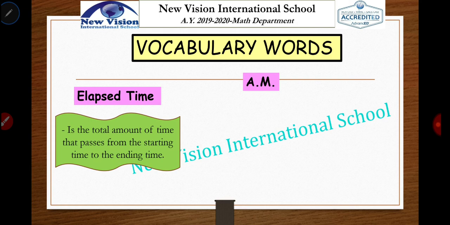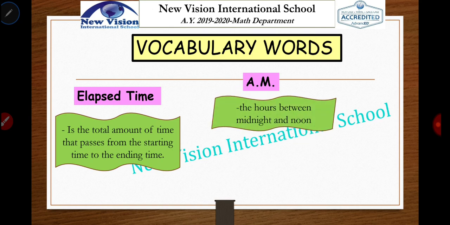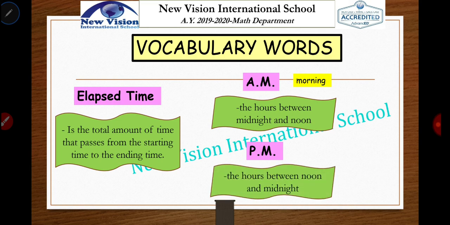AM. I think you've heard a lot of times about the word AM or the letters AM. It means the hours between midnight and noon, and it is usually called morning by many. Now we have another term, PM. What is PM? It is the hours between noon and midnight, and a lot of people call this afternoon or evening.